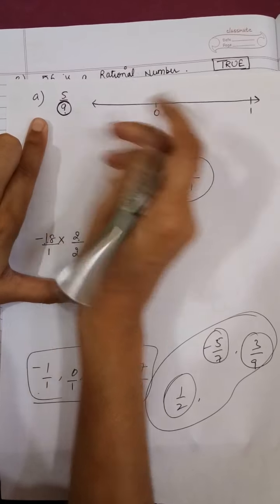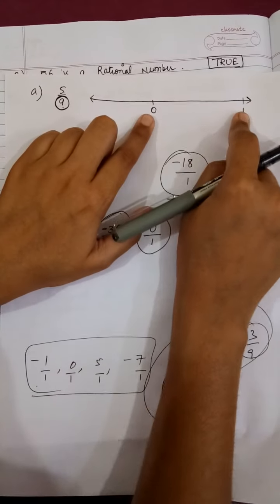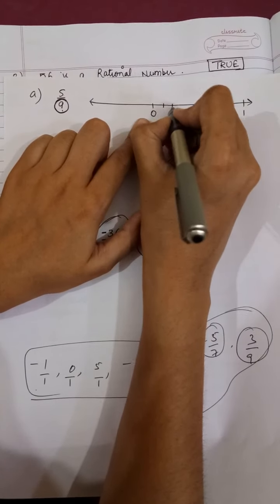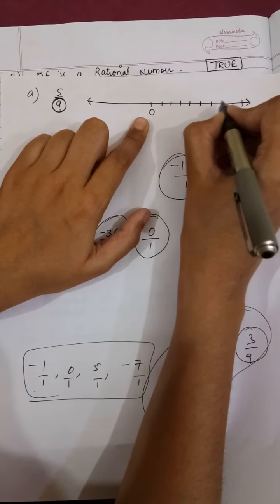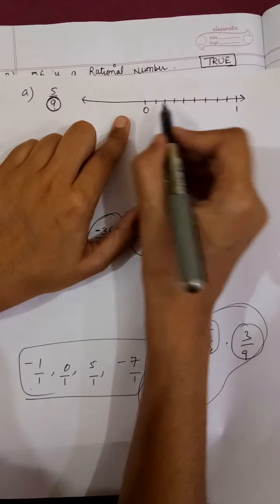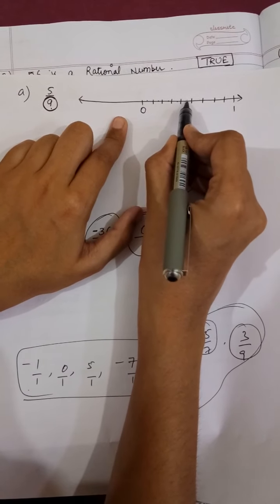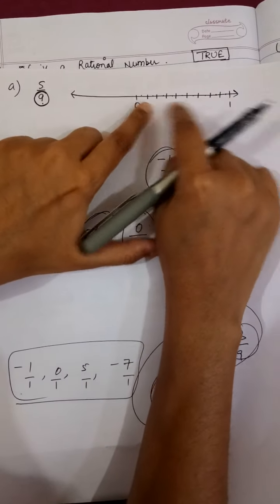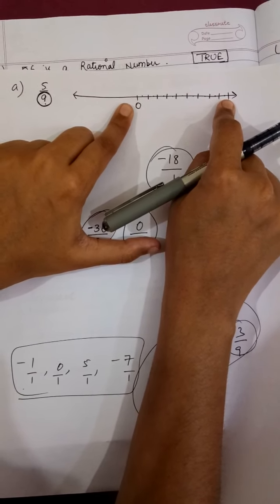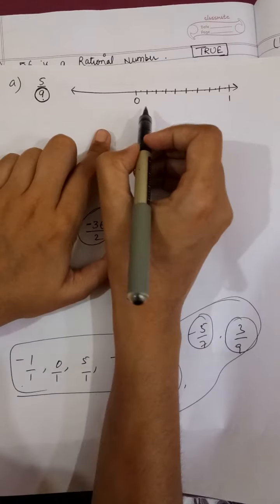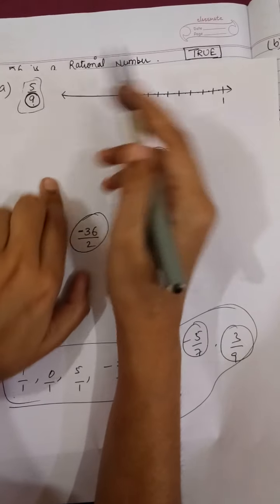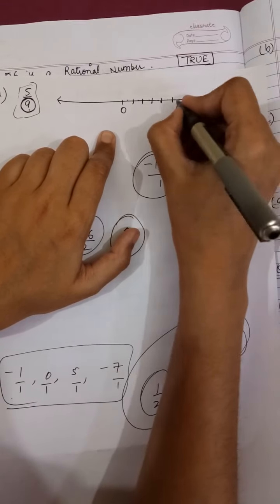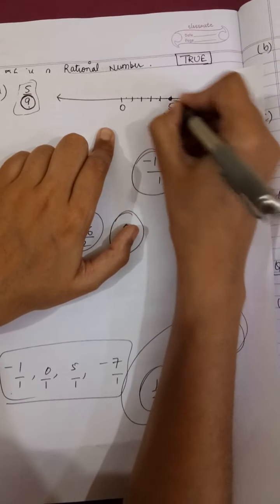So what I am going to do is divide this section between 0 to 1 into 9 equal parts. 1, 2, 3, 4, 5, 6, 7, 8. Now see how many sections are there. 1, 2, 3, 4, 5, 6, 7, 8, 9. Between 0 and 1, how many sections are there now? 9 sections are there. Okay, so this means we want 5 upon 9. So we will see 1, 2, 3, 4, 5. So this is going to be my 5 upon 9.